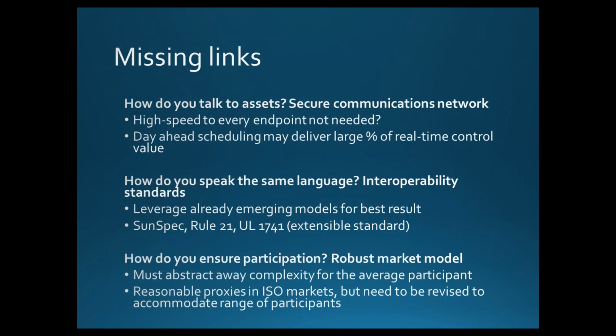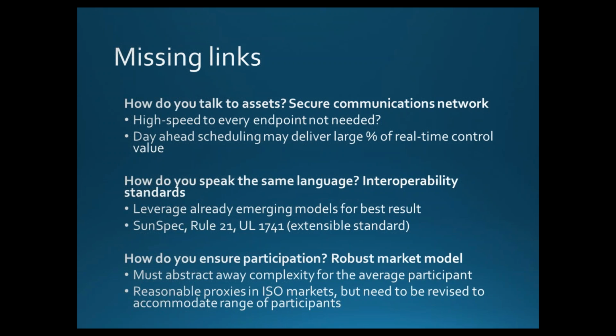So this is my lots of words slide. I apologize for it. At the end of the day, I boil this down to three major missing links to get from where we are now to where we need to be as far as being able to bring the DERs into the grid very easily. The first is, how are these assets talked to? There is secure Ethernet. That's one way. There's utility AMI. There's cellular networks. But ultimately, you need to have a secure communication network. Security is paramount.